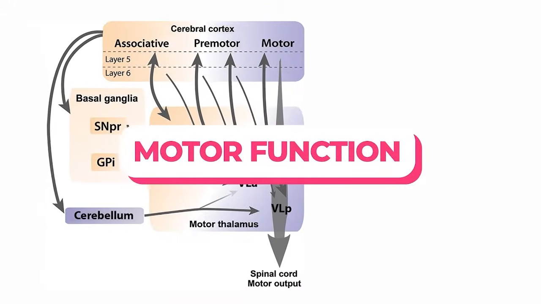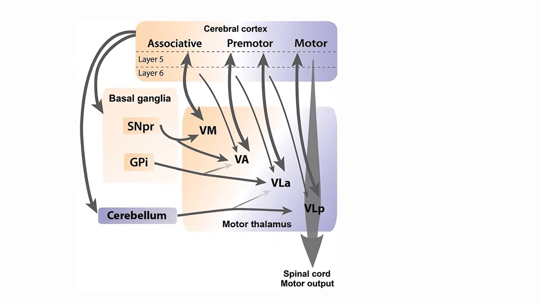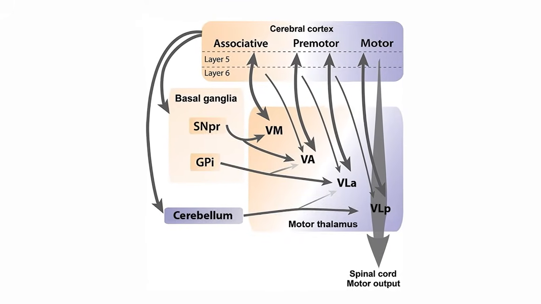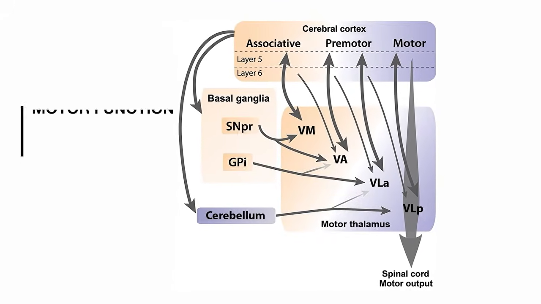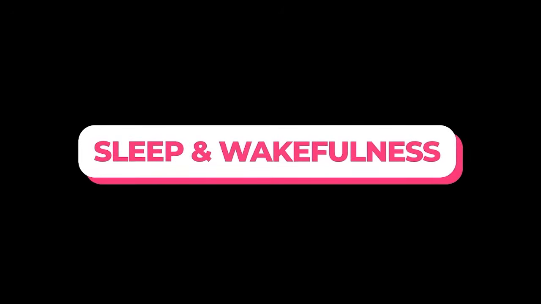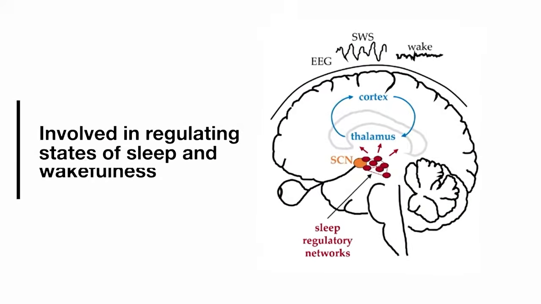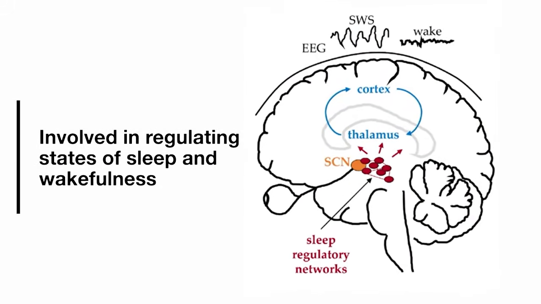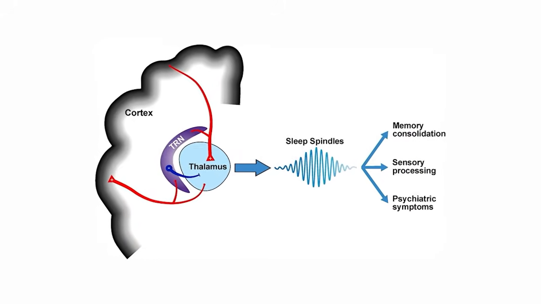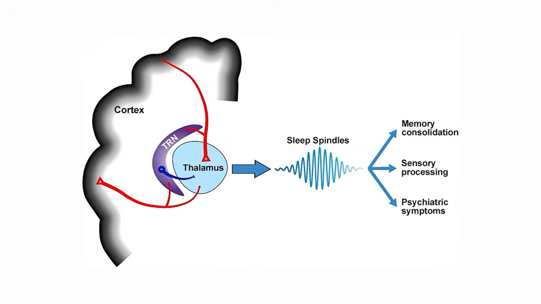Motor functions. The thalamus also receives information from the cerebellum and basal ganglia and relays it to the motor areas of the cerebral cortex, aiding in the coordination and modulation of movement. Sleep and wakefulness. It's involved in regulating states of sleep and wakefulness. The thalamus plays a role in controlling the sleep spindle activity during the sleep cycle.